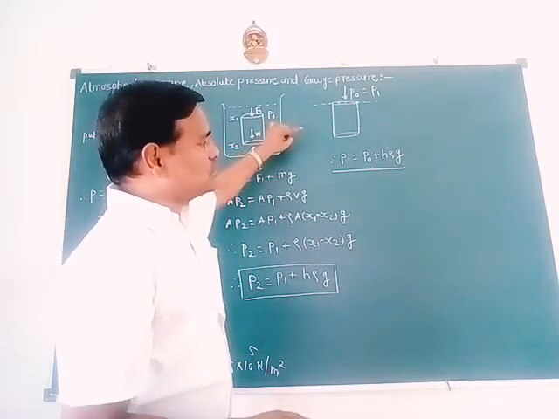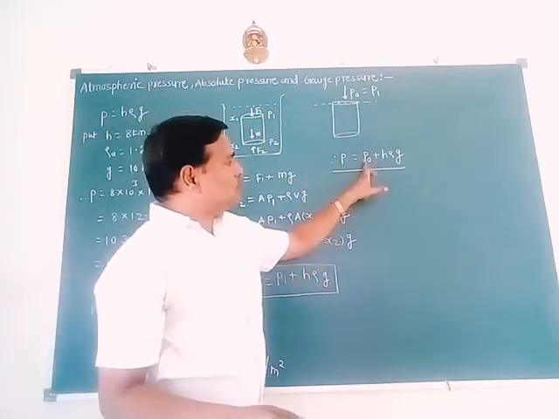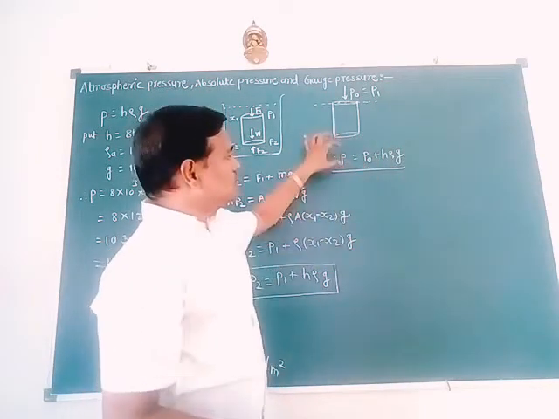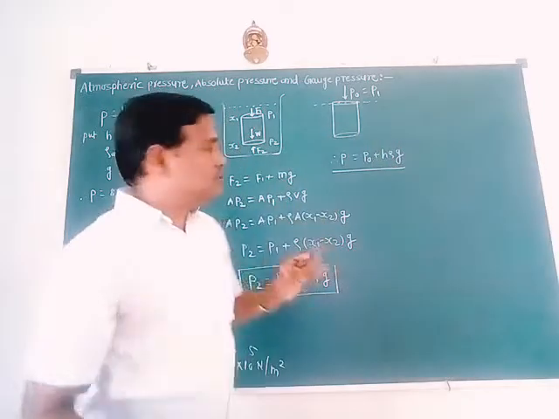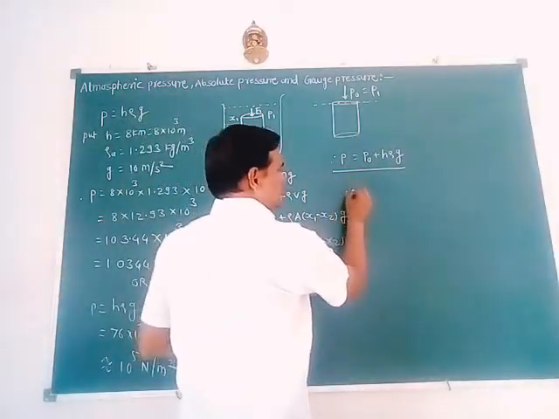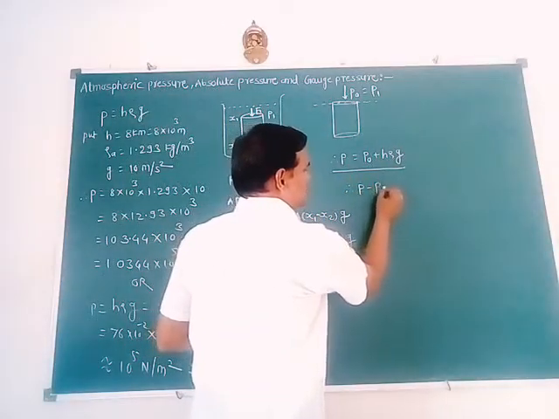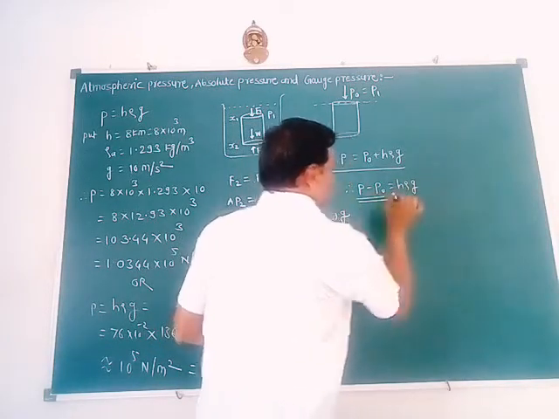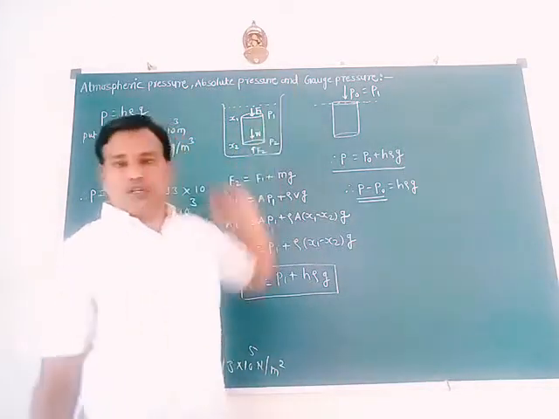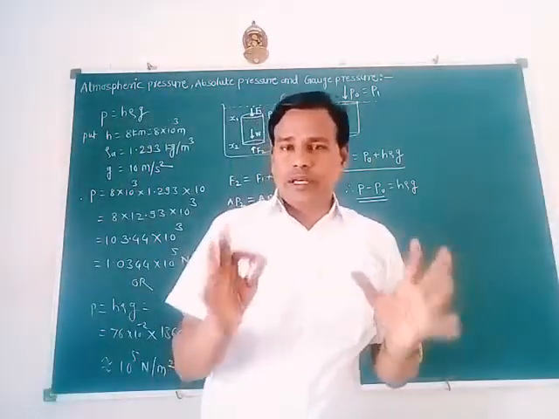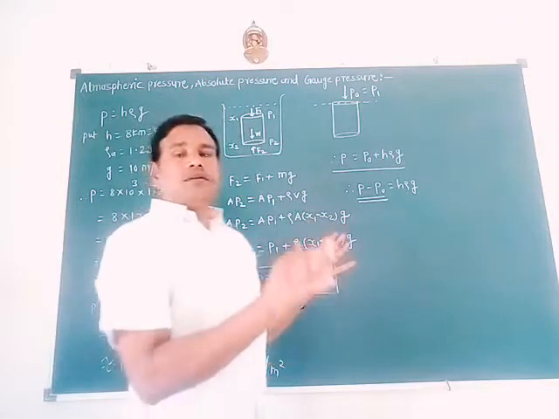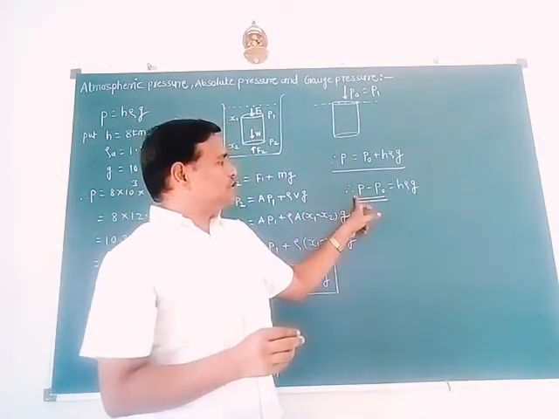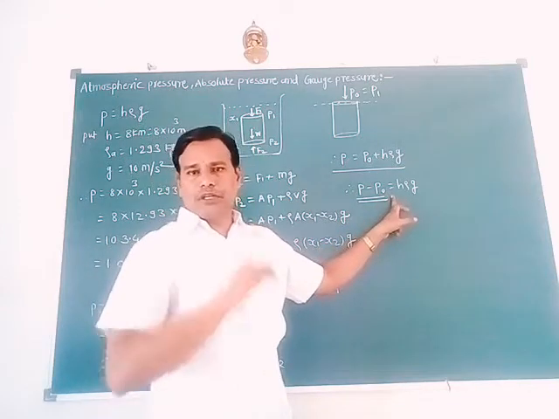So absolute pressure is the sum of atmospheric pressure and the gauge pressure. So this is P0 plus H rho G. Now we can write this as P minus P0 equal to H rho G. So this P minus P0 is called gauge pressure. So gauge pressure is actually the difference between absolute pressure and atmospheric pressure.